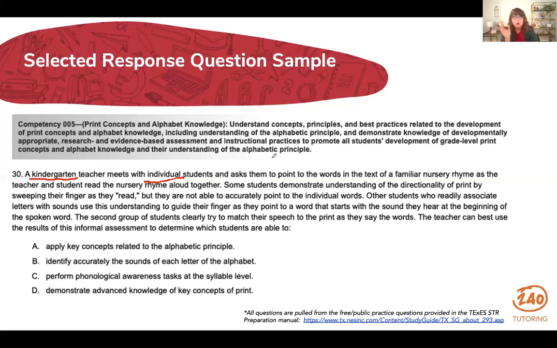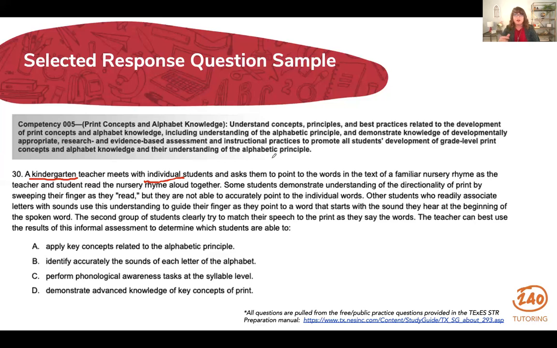Okay, so let's just simplify what the two groups of students can and cannot do. All right, one group of students can identify words in text based on the letter they start with and the first sound they hear in the word. The other group cannot. This accurately describes one group of students applying the alphabetic principle and the other group not.